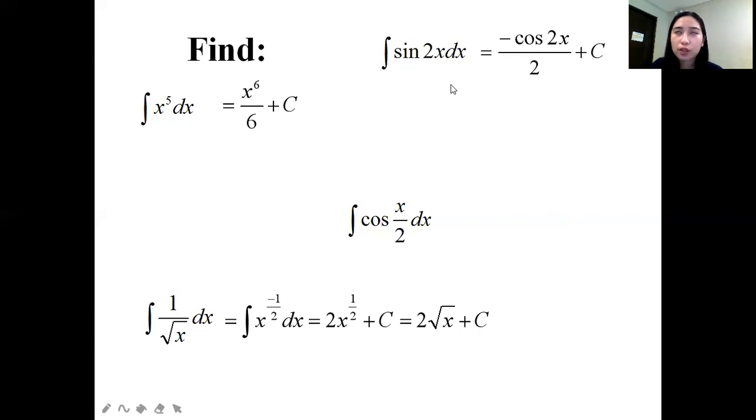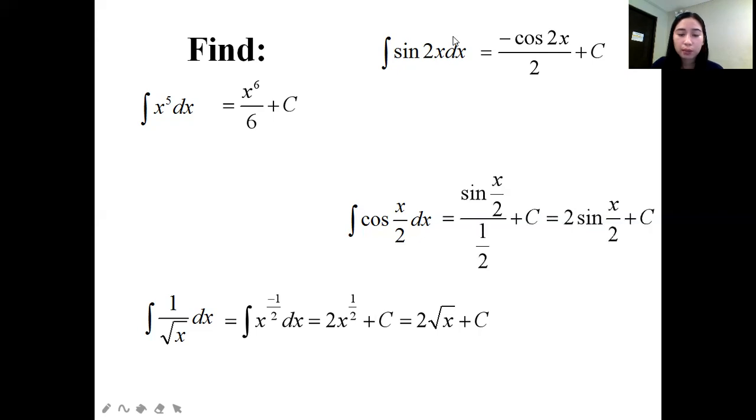So, negative cos ax over a, plus c is the formula. So, where a is 2. So, negative cos 2x over 2, or negative 1/2 cos 2x plus c is the answer.